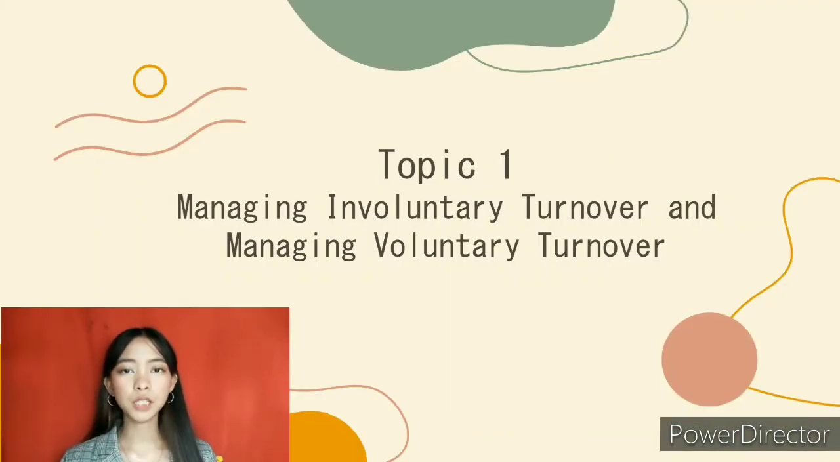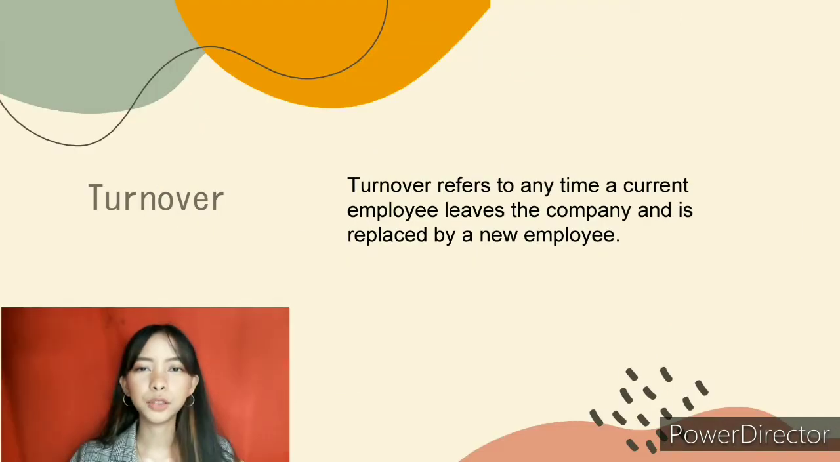The first topic of Lesson 8 is managing voluntary and involuntary turnover. Turnover refers to any time a current employee leaves the company and is replaced by someone new. It is the measurement of the number of employees who leave an organization during a specified time period, typically 1 year. While an organization usually measures the total number of employees who leave, turnover can also apply to subcategories within an organization, like individual departments or demographic groups.